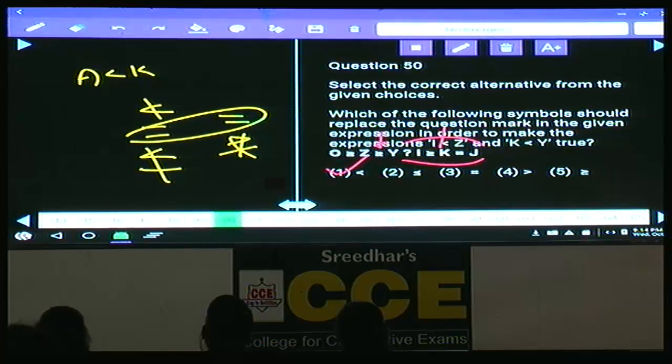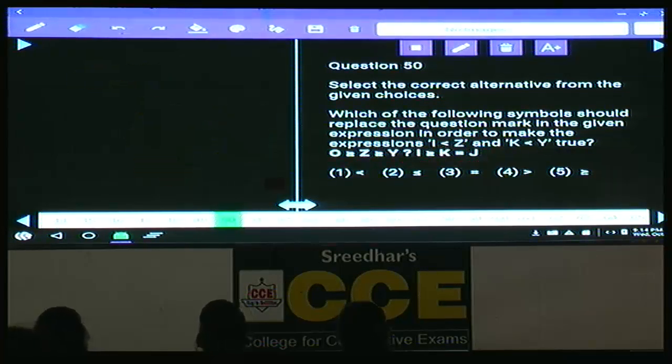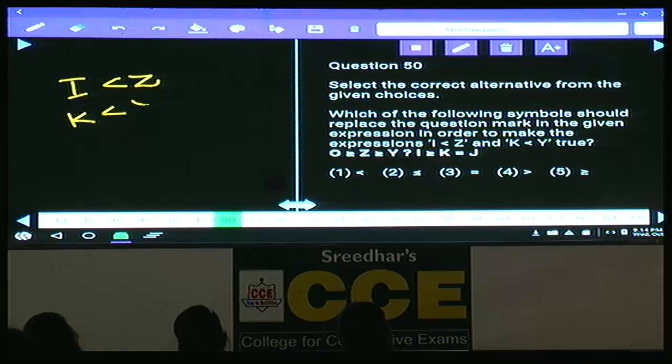49. Then coming to question number 50. In this question, which of the following symbols should replace the question mark in the given expression in order to make I lesser than Z and K lesser than Y? Both must be true. Now I lesser than Z means between Z and I, tell me what are the symbols we have?